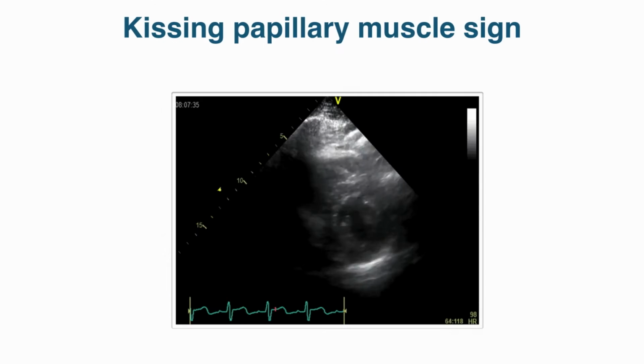And Bruno, there is one more sign. Yeah, Thomas. We have the kissing papillary muscle sign. And as we can see in this video, you will see the obliteration of the left ventricle and the two papillary muscles will touch themselves. So echocardiography is really valuable to diagnose hypovolemia and to look at volume status. And we'll actually devote an entire chapter to this topic as well. It'll be chapter 13. But now let's talk about cardiogenic shock and see how echocardiography can help us here.